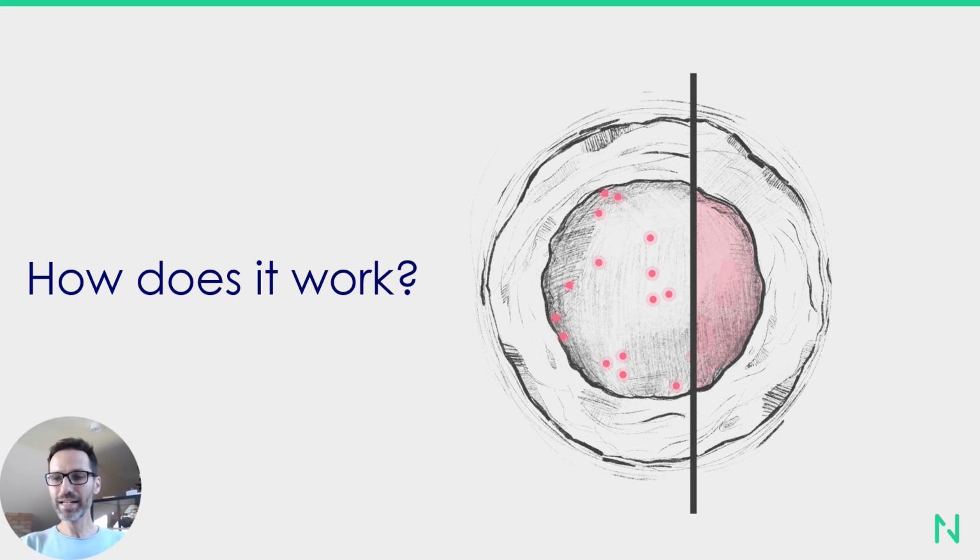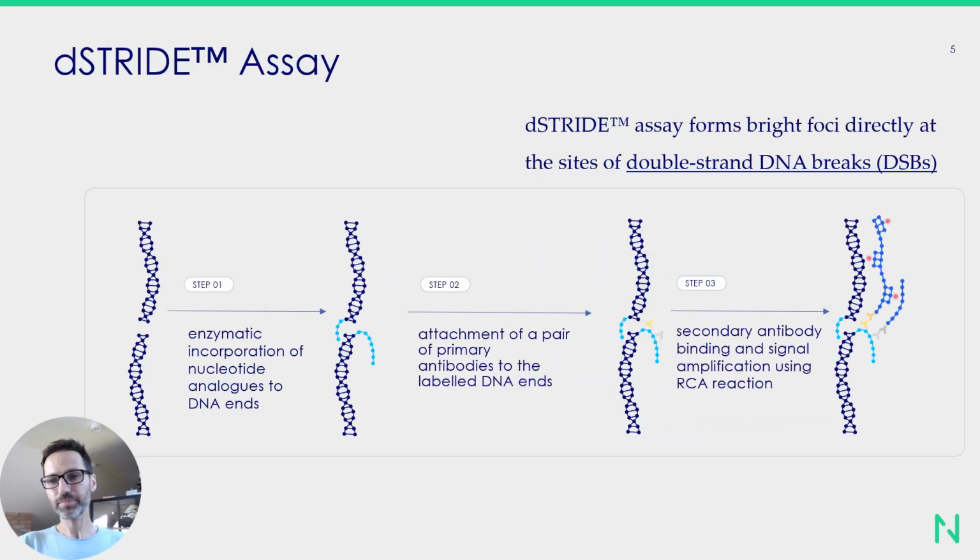To understand how our DNA damage response functional assays work, it is essential first to get familiar with our basic STRIDE assays, which detect the total pool of DNA strand breaks. As you can see in the schematic diagram, STRIDE is a method, which means there is a sequence of steps that need to be followed to obtain a signal as the outcome. The first step in each of our assays is enzymatic incorporation of nucleotide analogues to DNA ends. In the case of dSTRIDE, which detects DSBs, this first reaction is performed with the use of a terminal transferase. In step 2, a pair of primary antibodies is attached to the labeled DNA ends, which is then followed in step 3 by binding secondary antibodies and signal amplification using an RCA reaction.